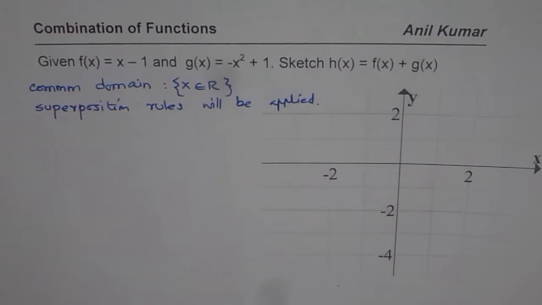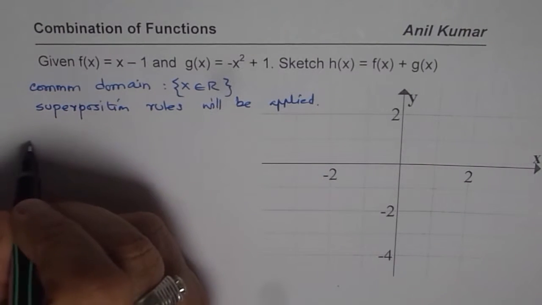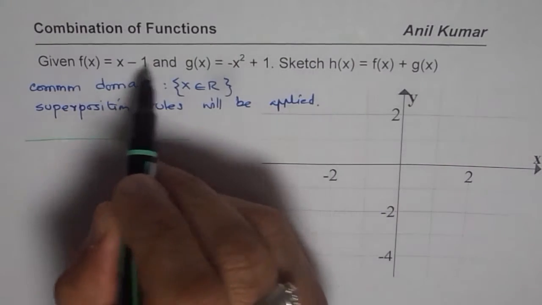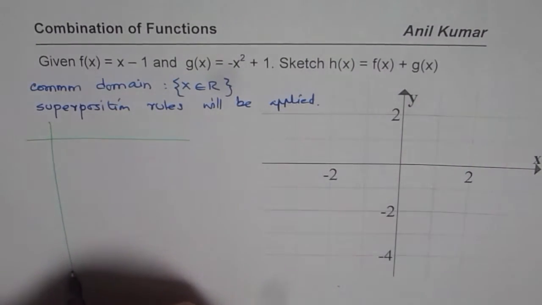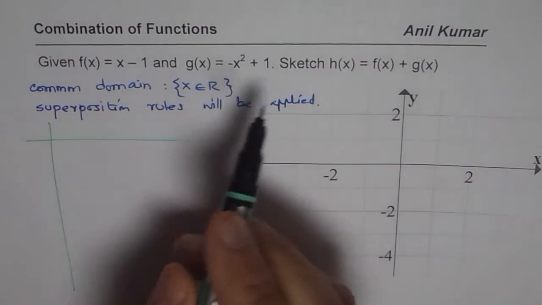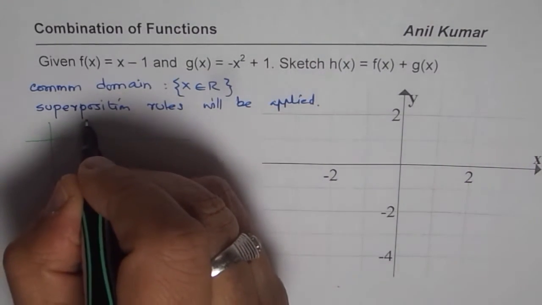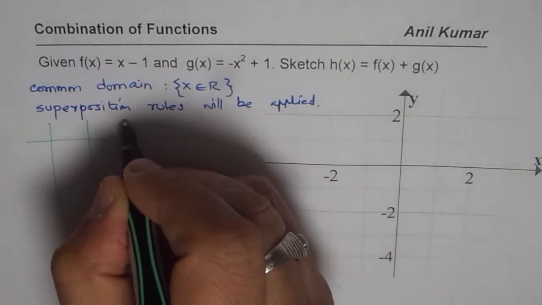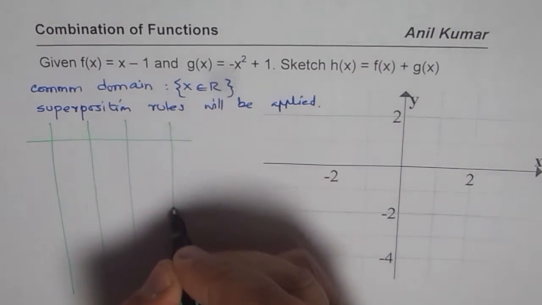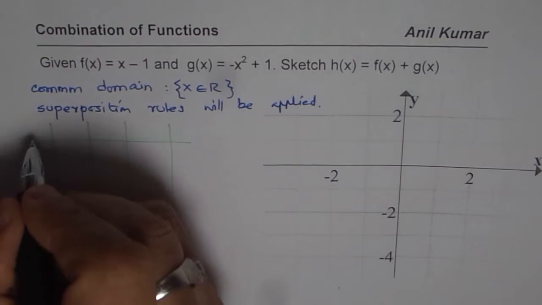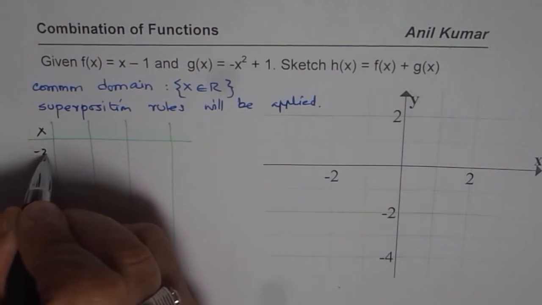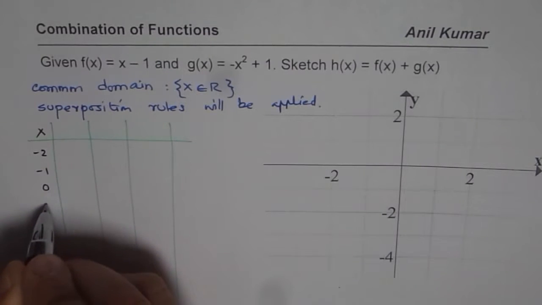To begin with, we'll make a table of values. We could also combine these equations and form an equation, so we'll have both approaches. Let me first make a table of values so that we can plot these two and then get the combination of functions. And we'll also do the algebraic method. For the table, let me take some x values. Good values to take for these two functions will be minus 2, minus 1, 0, 1 and 2.